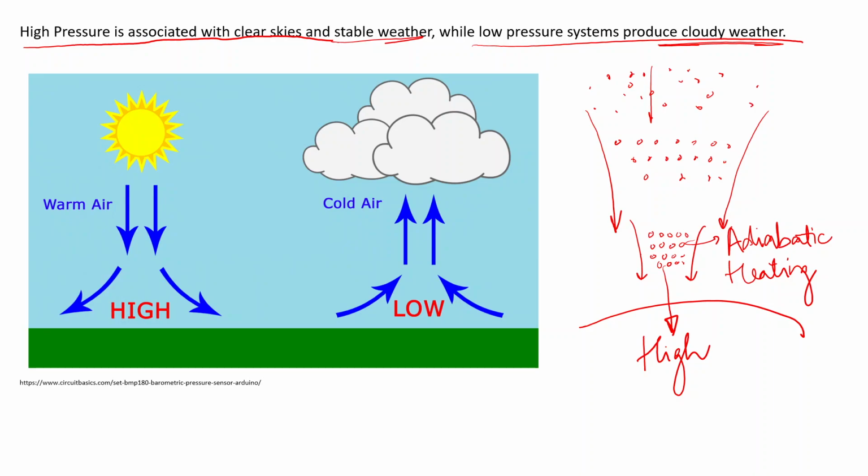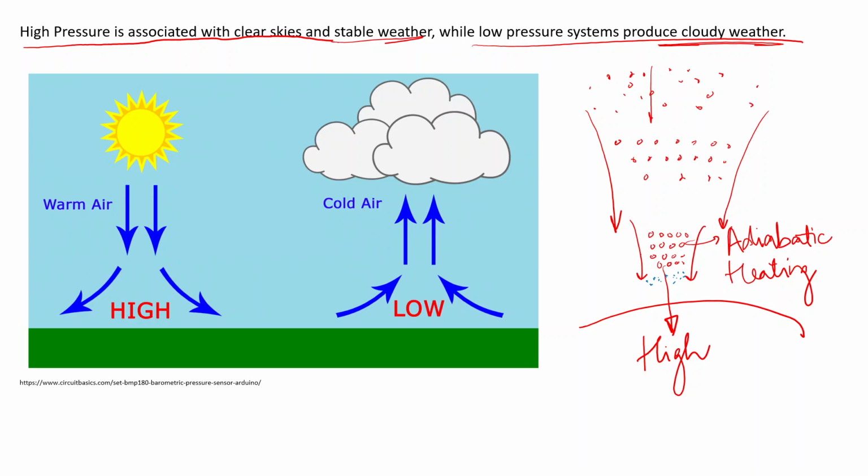Now, as this air becomes warmer as it comes closer to the earth's surface, it has the ability to block all the moisture close to the earth's surface. So as the air starts to become warmer, it will absorb all the moisture and it will not let it go up. As a result, there will be no cloud formation and the weather will be clear.